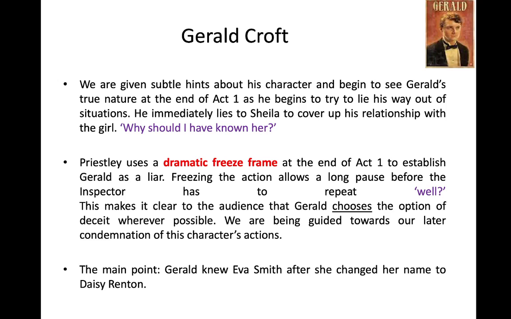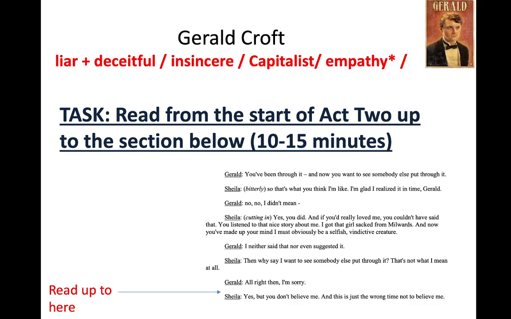It's almost like the pause at the end of Act 1 is buying Gerald some time to decide what lie he's going to tell, and then we have to make a decision as to whether we trust Gerald or not. Okay? And just to clarify, which I know some of you asked me last week in lesson, Gerald did know Eva Smith, but he knew her as Daisy Renton, because that's what she changed her name to.